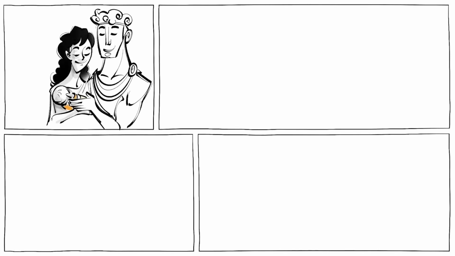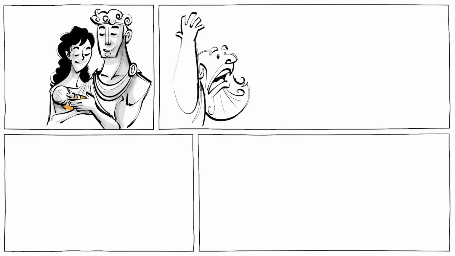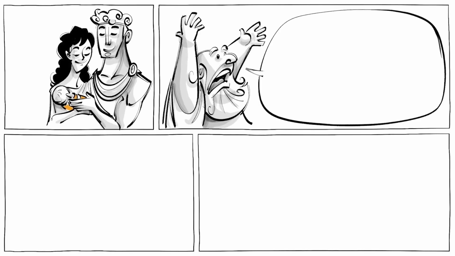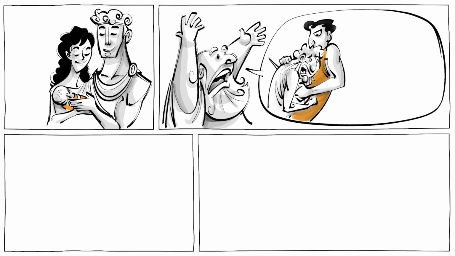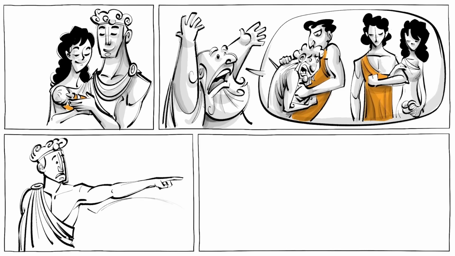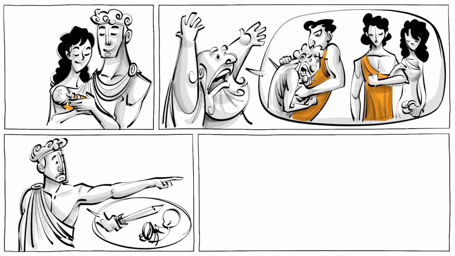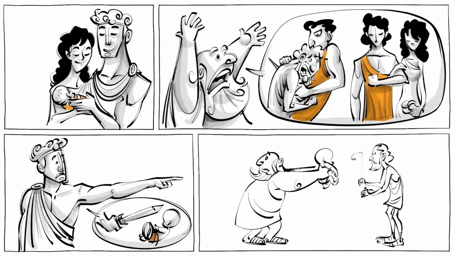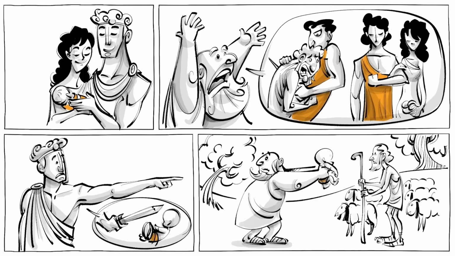Once upon a time, a boy was born to the king and queen of Thebes. The boy's name was Oedipus. Soon after his birth, a prophet warned the king that the boy would grow up to kill his father and marry his mother. To avoid this catastrophe, the king ordered one of his servants to kill the baby. But the servant couldn't do it and left the innocent child with a shepherd.